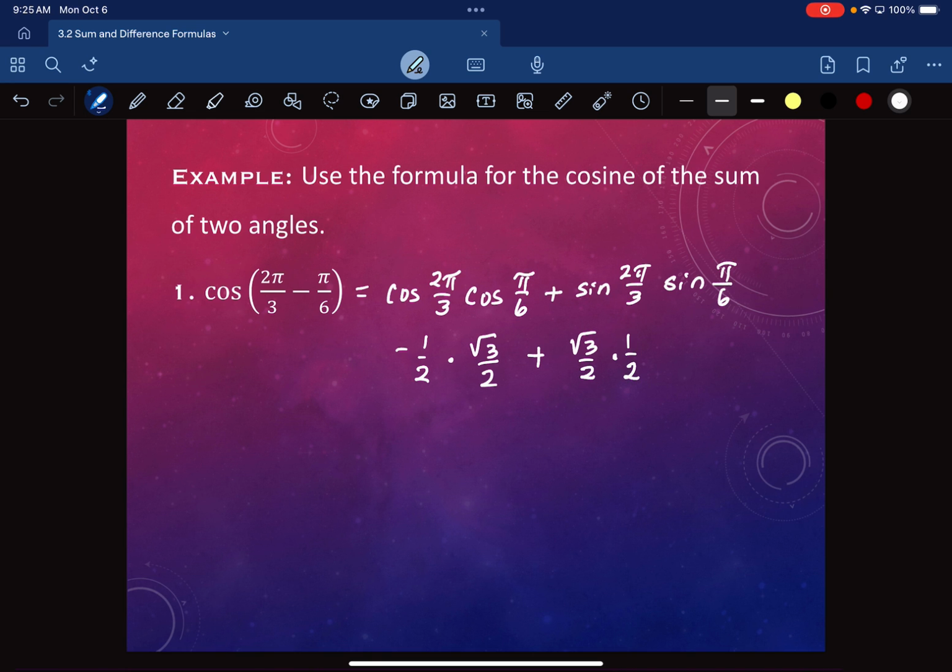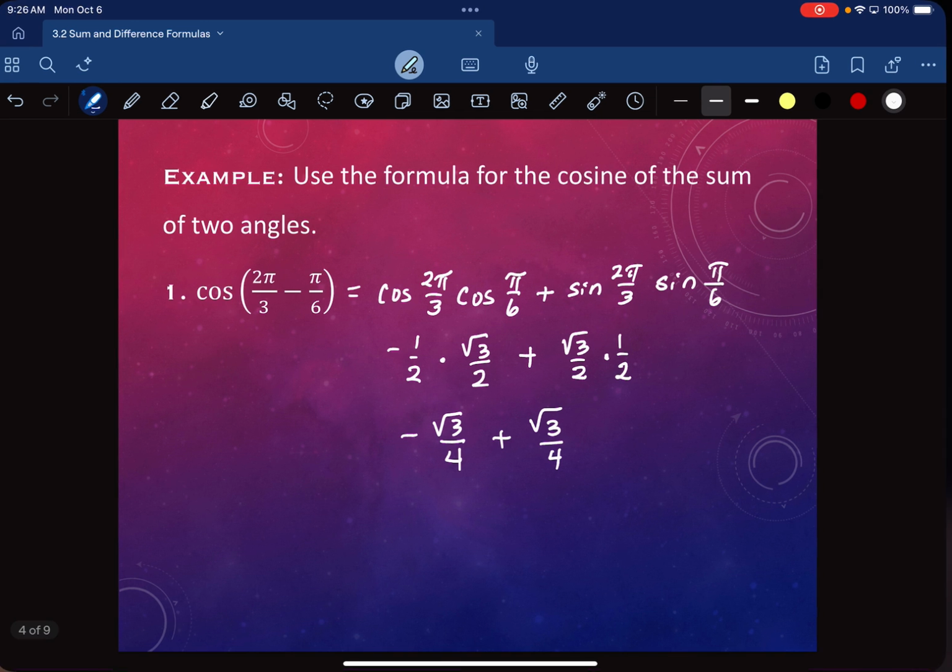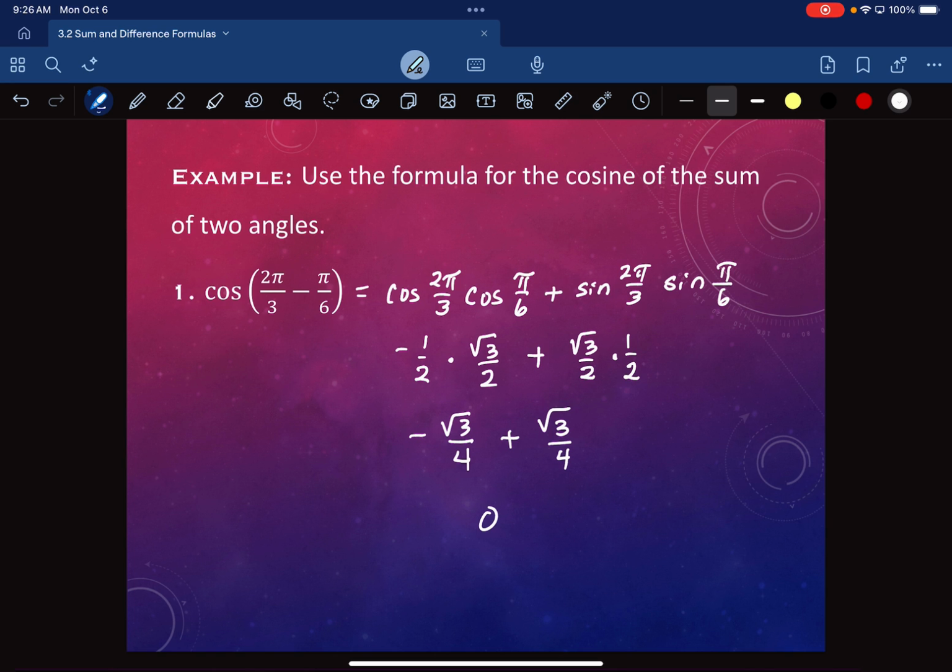Now you may notice what happens immediately, but if you don't, you simplify a little bit and you will. So the first one becomes negative square root 3 over 4, and the second one becomes positive square root 3 over 4. And what did you get? This is 0, right?